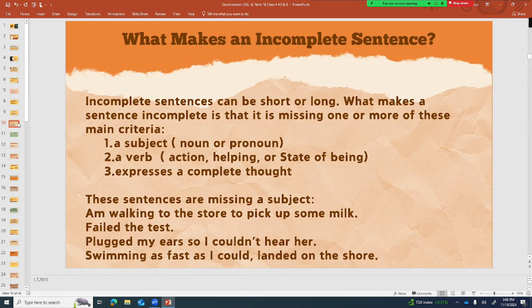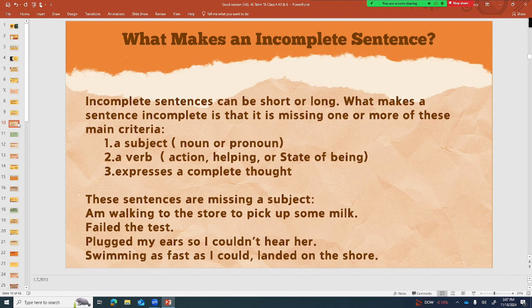What makes an incomplete sentence? An incomplete sentence can be short or it can be long, okay? It usually means that it's missing one or more of these three main criteria. It's missing a subject, like there's no noun or pronoun that's the topic. It's missing a verb, like the action, helping, or state of being verb. Or it doesn't express a complete thought.